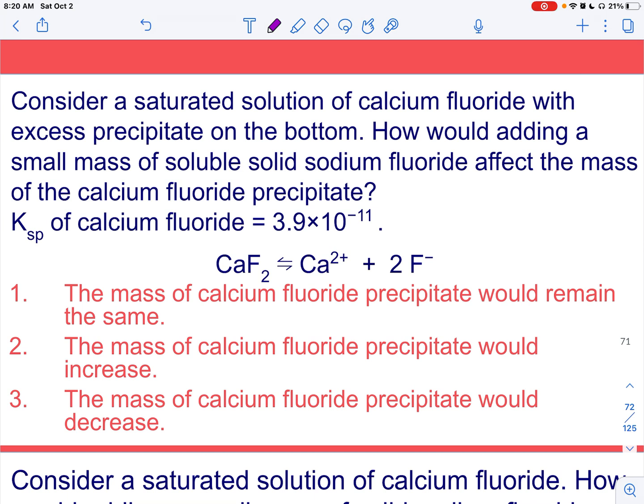Consider a saturated solution of calcium fluoride with excess precipitate on the bottom. That's what we were doing last class. If we added some sodium fluoride, which we know is soluble because it's sodium, how would that affect the mass of the precipitate? KSP of calcium fluoride is this. So here are your choices. The mass of calcium fluoride would remain the same, it would increase, or it would decrease.